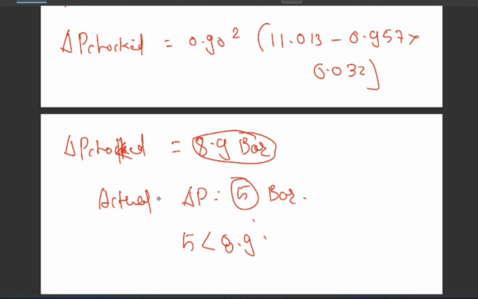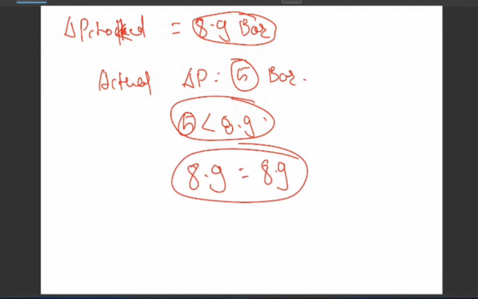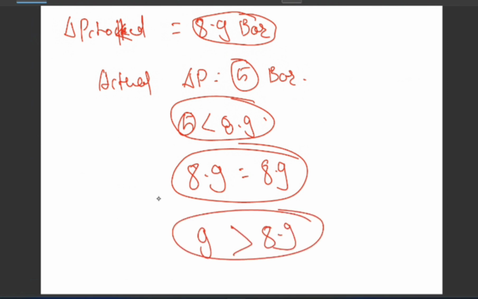Our delta P is 5 bar, and the limit is 8.9. So is it a choke flow or not? Let's say the choke value is 8.9, and it is 9 or 8.9, will it be choke flow? Which one is the no choke flow? This is a no choke flow, because this is the limit. If it is equal to 8.9, choke flow will be there. If it is greater than this, again choke, but it is less than 8.9, so it is no choke flow.